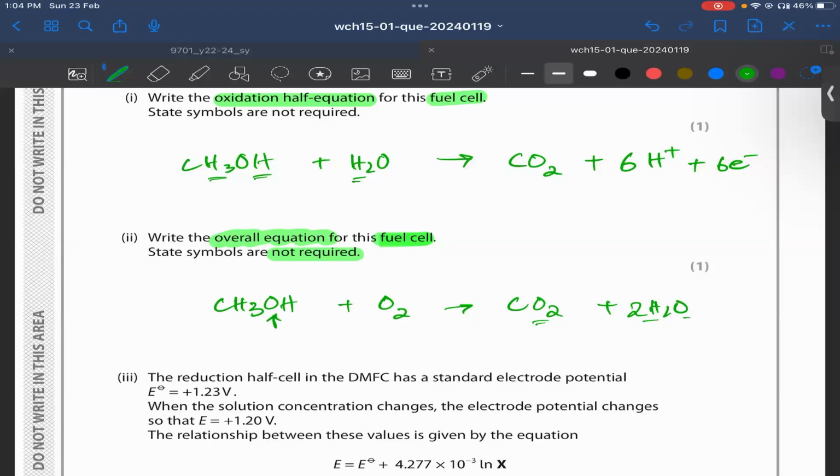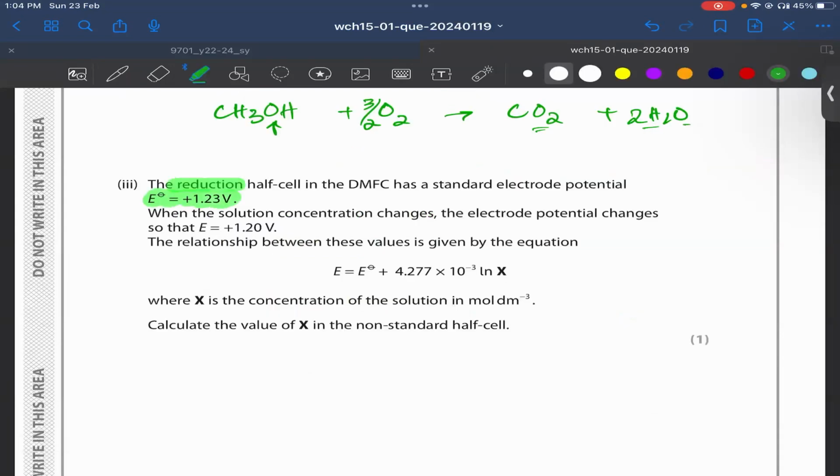The reduction half cell in the DMFC has a standard electrode potential of this. This is the reduction potential of the reduction half cell. When the solution concentration changes, the electrode potential changes, so that E is equal to 1.20. The relationship between these values is given by the equation. They're giving you this modified form of the Nernst equation, where X is the concentration of the solution in moles per dm³. Calculate the value of X in the non-standard half cell.